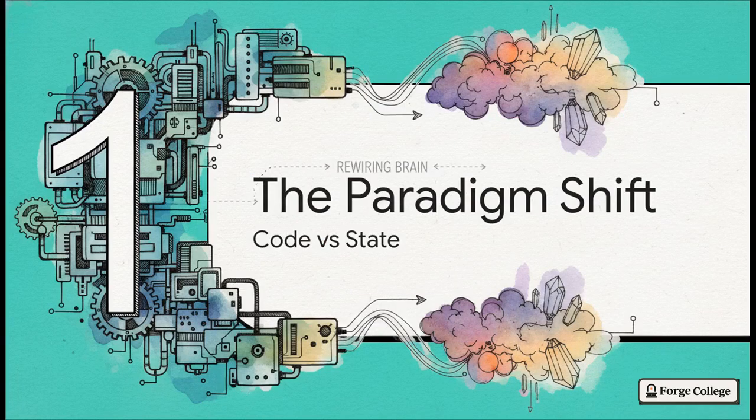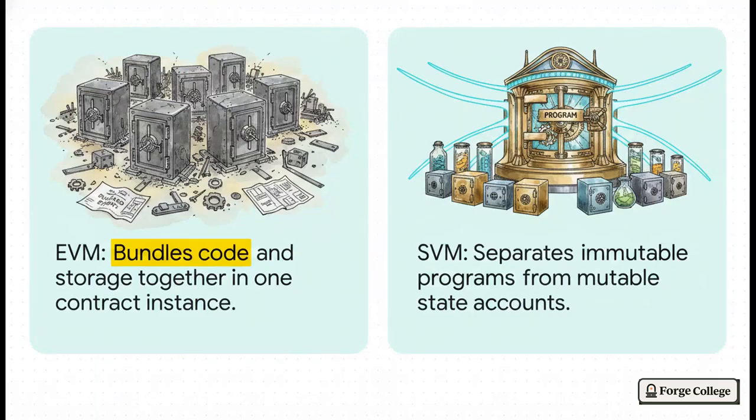Section 1. The paradigm shift, separating code from state. So we really need to dive into the core philosophy of Solana's architecture and how it completely flips the Ethereum model you might be used to. Honestly, this is where you kind of have to rewire your brain a bit. Look over at the EVM model on the left.